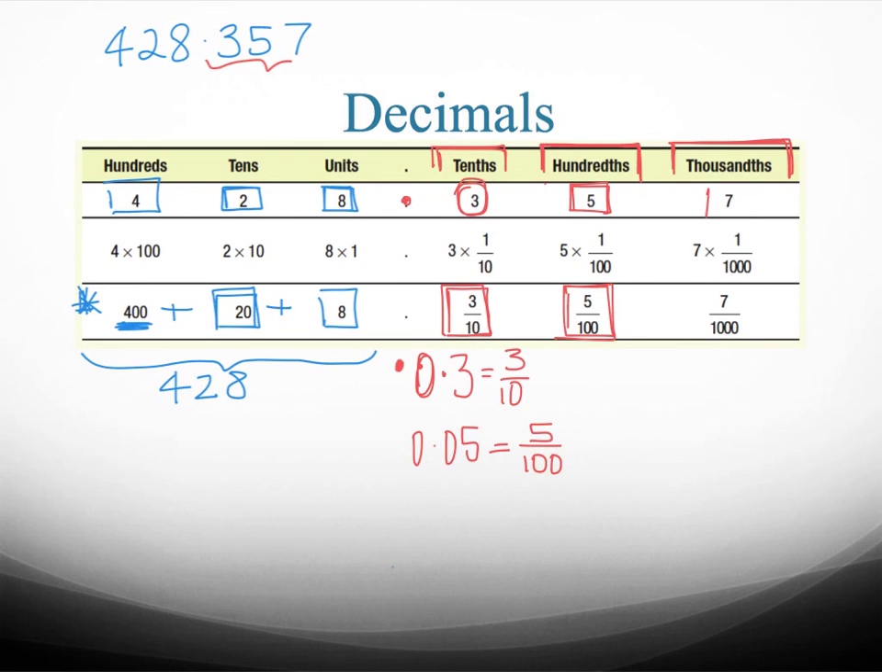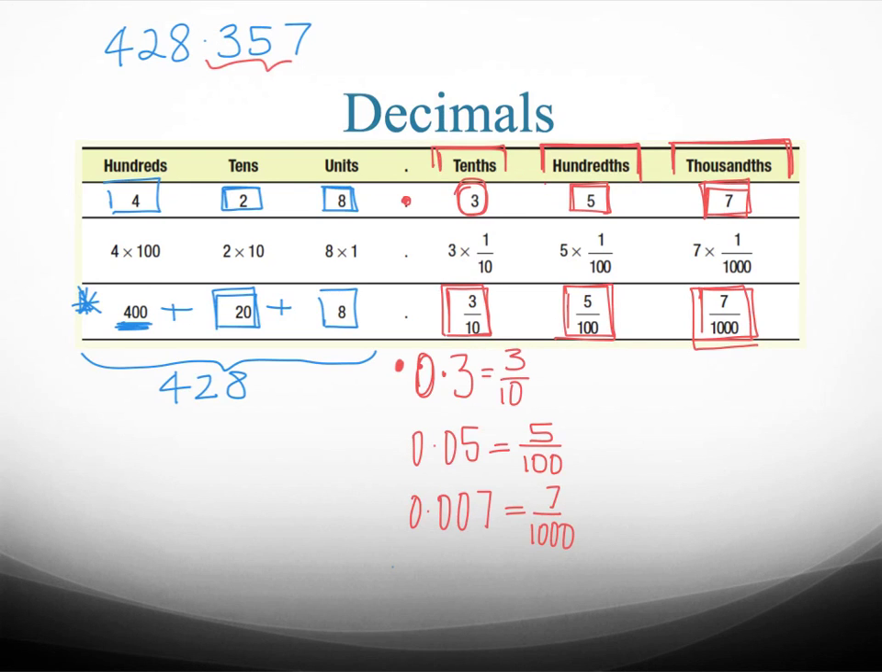In the thousandths column, we have 7. The fraction for 7 in the thousandths column is 7 over 1000, and that is represented by 0.007, which equals 7 over 1000.